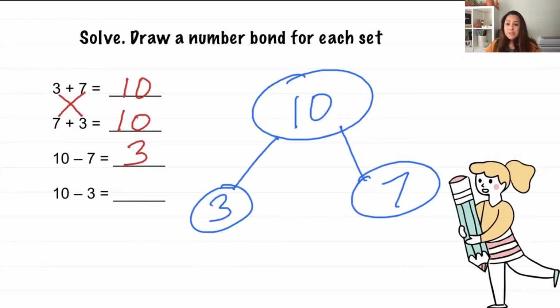Now, a number bond is like a fact family that you probably learned about in first grade. And when you have a number bond or a fact family, no other numbers can come in the middle of that. You have to make sure that you have the same 3 numbers, a 10, a 3, and a 7. And then if you have another bond, those numbers also have to stay the same. So let's go ahead and look right here. We have 10 take away 3, and that equals 7. So we're going to go ahead and put that in right there. And there's our first number bond of the day.